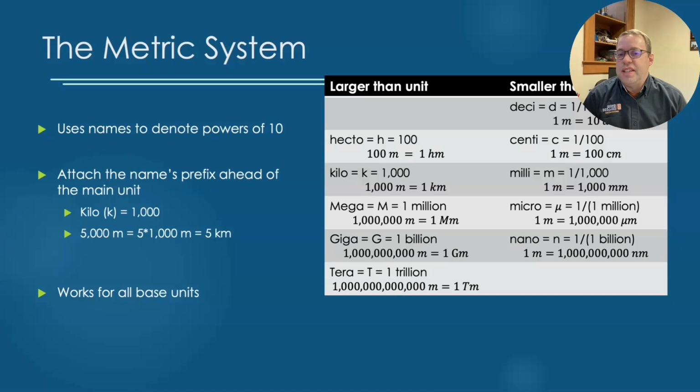Okay, you can see here below the names that I give you, I show you the basic equality. 100 meters is 1 hectometer. 1,000 meters is 1 kilometer. 1 million meters is 1 megameter, and so on. Again, all we're doing is taking the number 1 million and replacing it with the name mega, and doing that for all these others. Now on the right side of the table, things kind of change just a little bit.